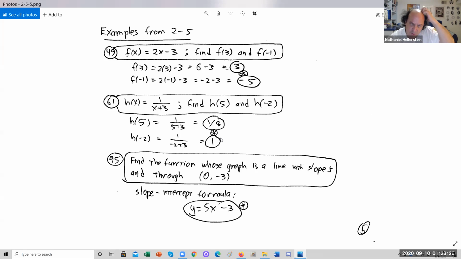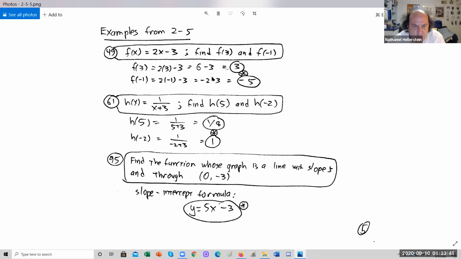Here are some examples. Here we have f of x is 2x minus 3. Find f of 3 and f of negative 1. Now, it's a simple matter of putting in the 3 or the negative 1 in for x. f of 3 is twice 3 minus 3. That's 6 minus 3, which is 3. f of negative 1 is twice negative 1 minus 3. That's negative 2 minus 3.